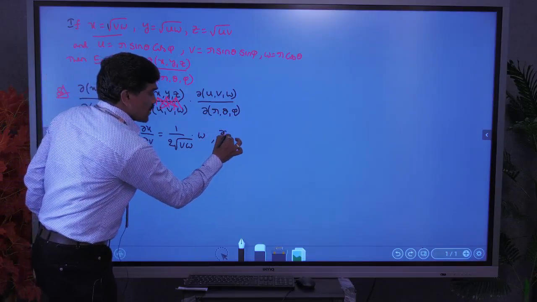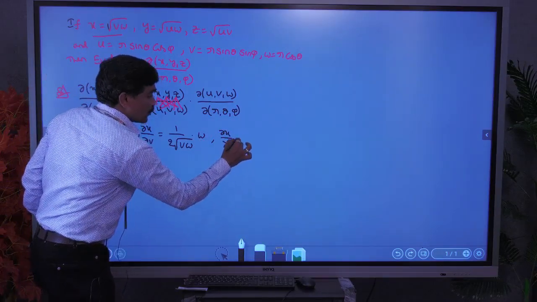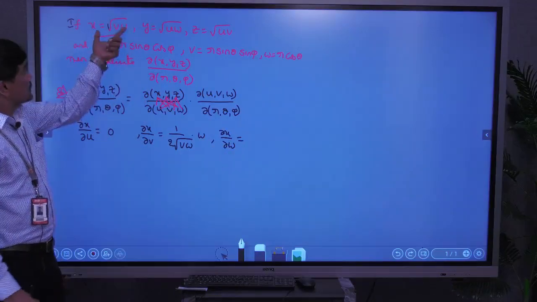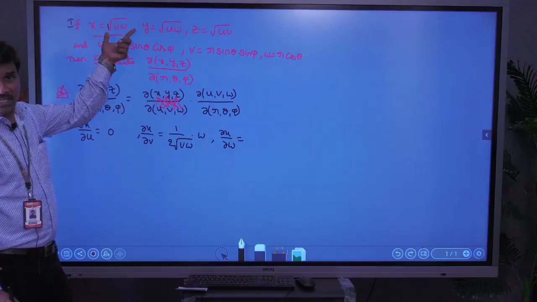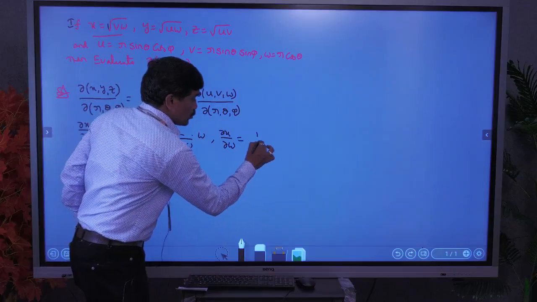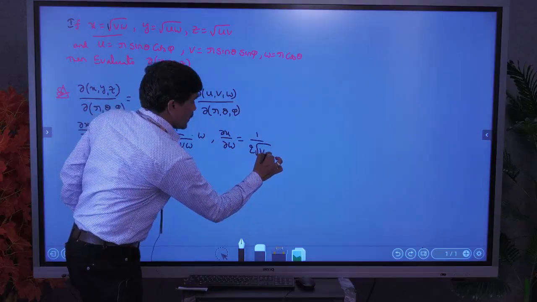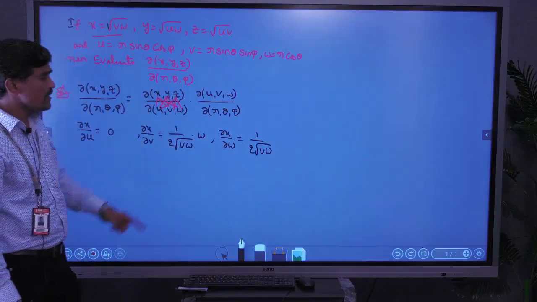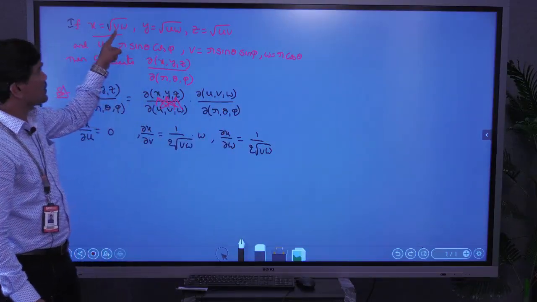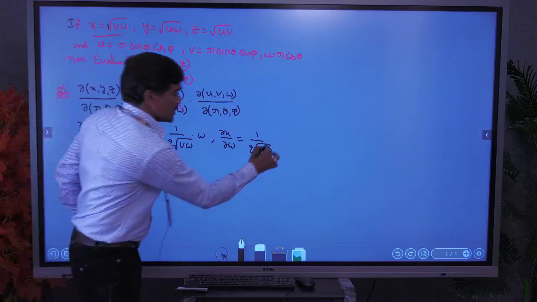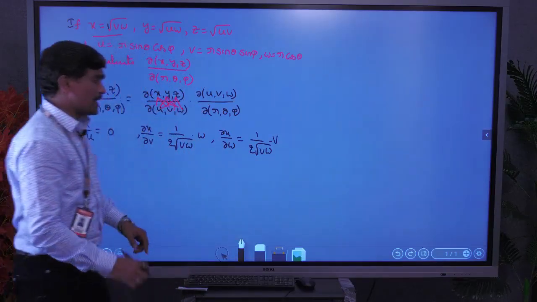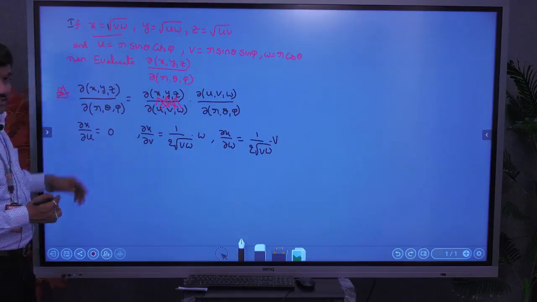Now for the same function with respect to w. Again, root x form, so write 1 by 2 root vw. Then with respect to w, what is constant? v is constant, and the derivative of w is 1. Now this is x.